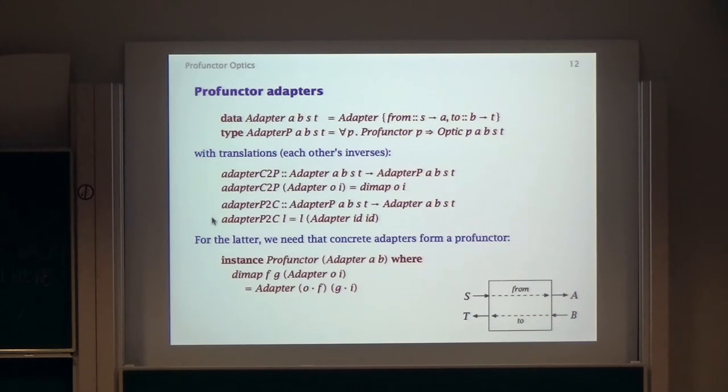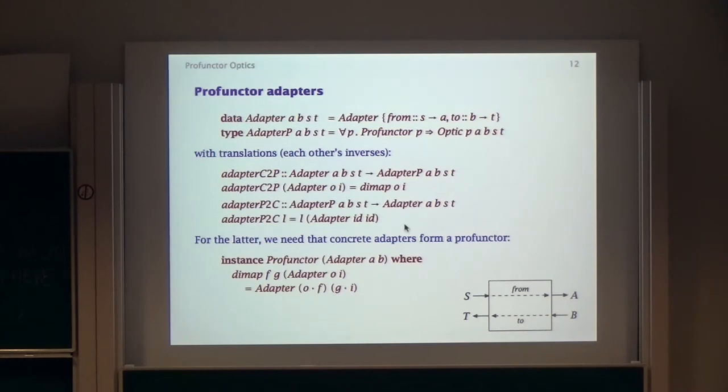These are the two conversion functions. So let me briefly tell you what's going on here. If I have one of these concrete adapters, which is a pair of functions, from function and to function, here called O and I, can I make a profunctor adapter? Can I make one of these optics? Well, that is to say, if I'm also given a PAB, can I make a PST? Well, you just plug the functions together. You have an AB transformer, and you have a from function that turns S's into A's, and you have a to function that turns B's into T's, and you plug them together, and that will turn your PAB into a PST. Great.